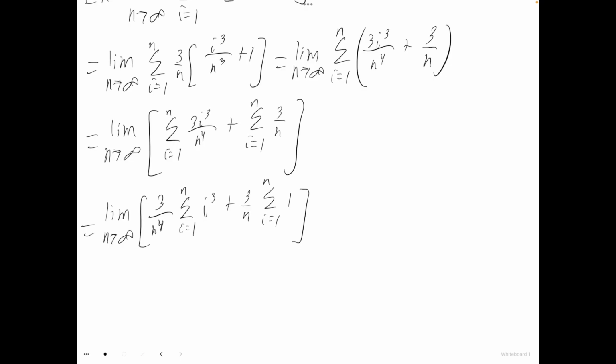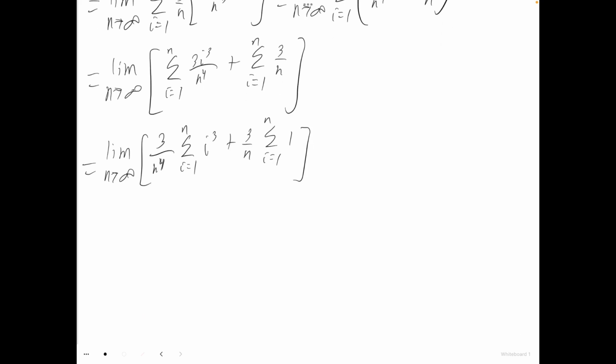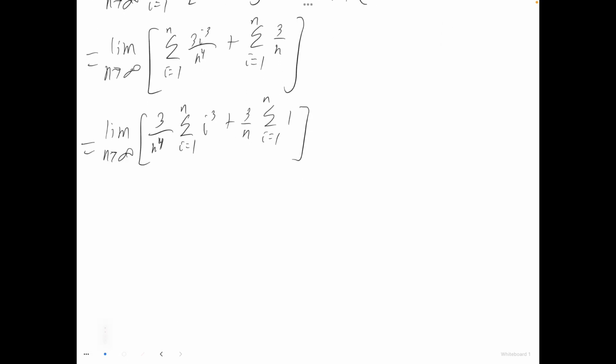Like I said before, we could have pulled the 3 over n out of the summation to start with, and then just multiplied it in at the end before we did the limit. It would give you the same answer. This is just one way of doing it. But now we know how to compute each of these sums, and so that's what we're going to do.